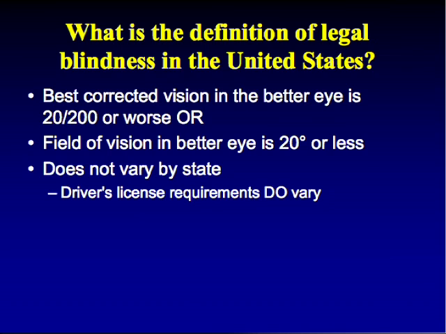And then the definition of legal blindness in the United States: best corrected vision has to be 20/200 or worse, or the field of vision in the better eye is 20 degrees or less. And that doesn't vary by state, so it's a federal definition that you might be expected to know. State driver's license requirements do vary, so it's not something that you're necessarily expected to know for a national exam.